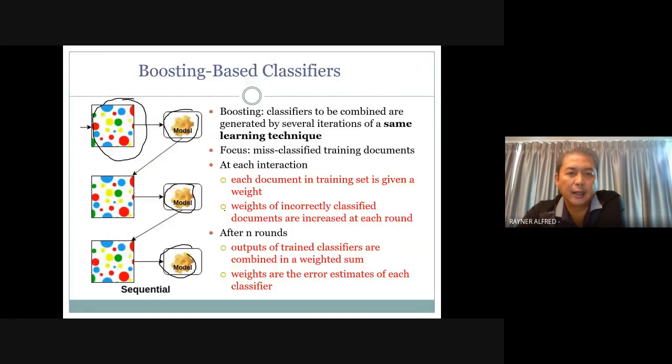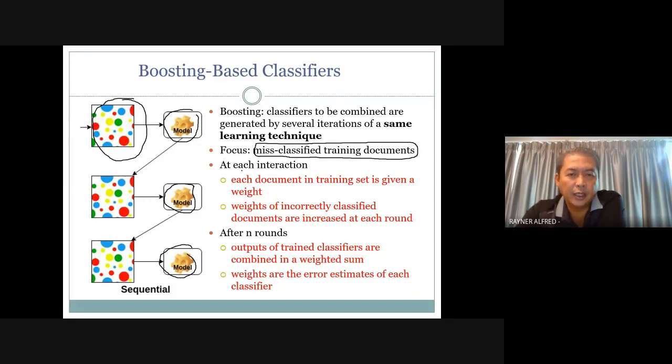Compared to this, we are using the same model here, the same algorithm. Okay. So what will be focused on is the misclassified training documents. Of course, when we try to predict, some of them we can predict correctly and some of them will not be predicted correctly. So we will focus more on the misclassified training documents, which are wrongly predicted.